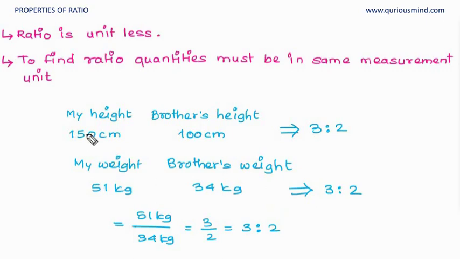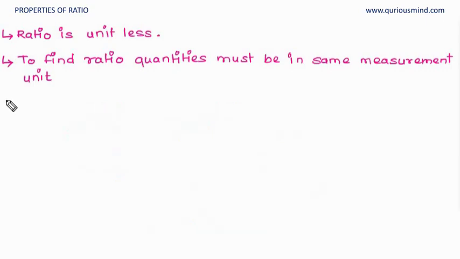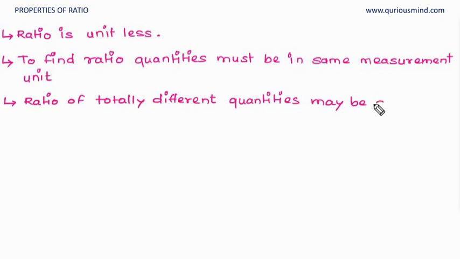Now you see here I have found ratio of heights, here I have found ratio of weights. Still the ratios are same. How is it possible? Because ratios are unitless. The units got cancelled and the ratio can be the same number. 3:2 here, 3:2 here. And that gives us the next property. Ratio of totally different quantities may be same.